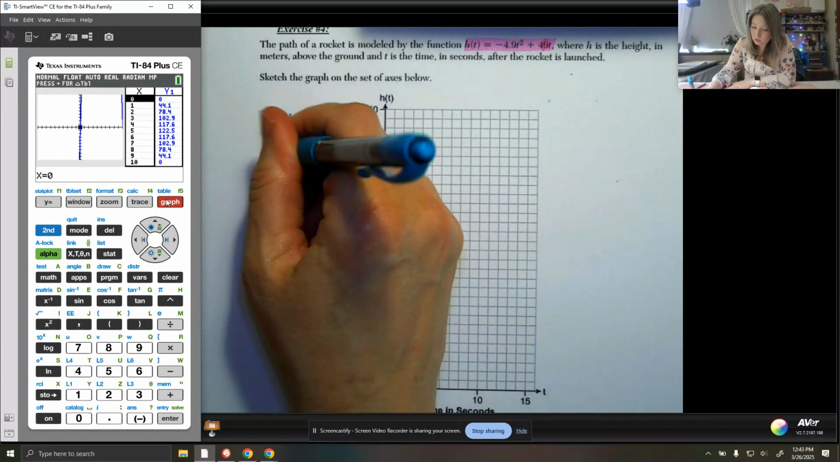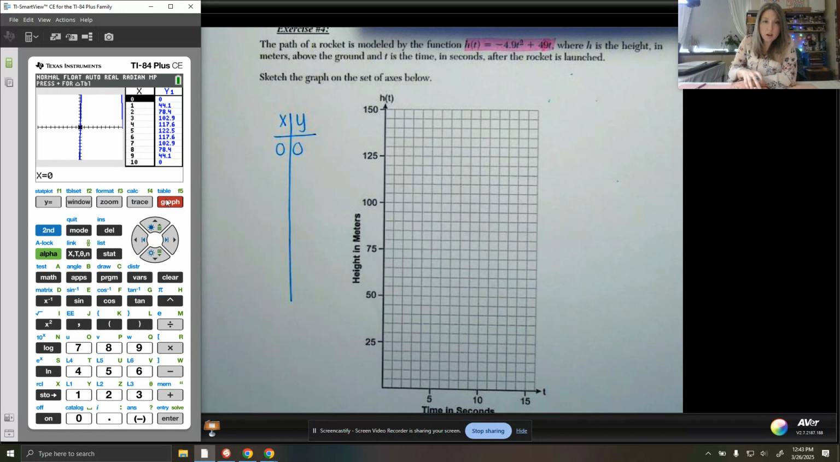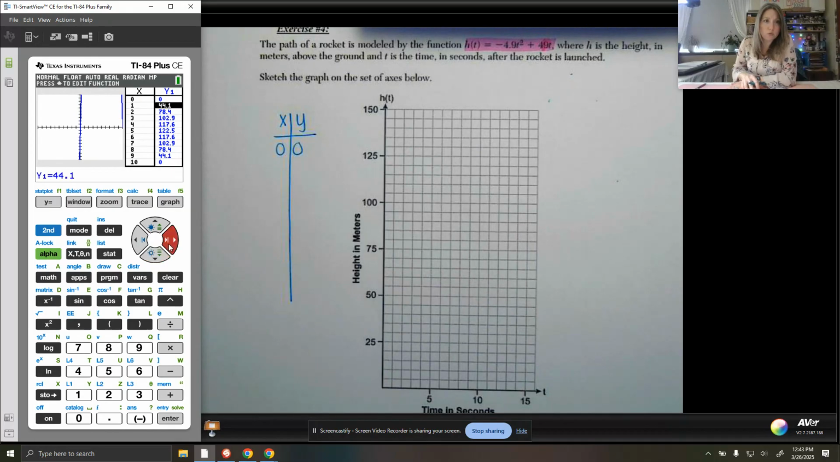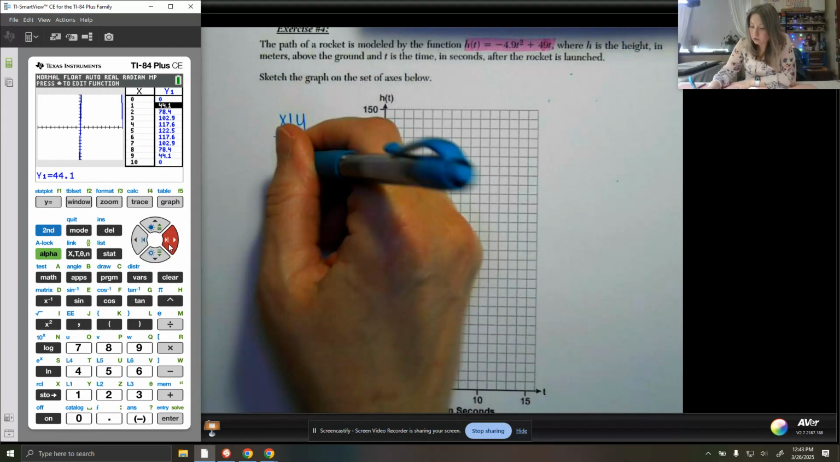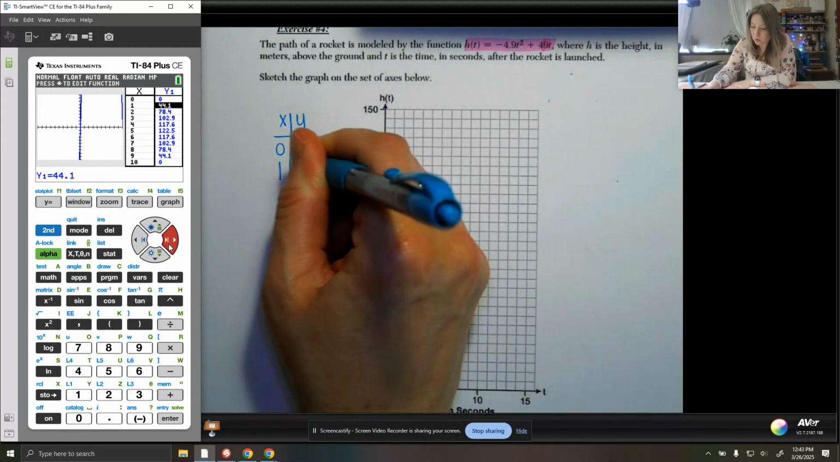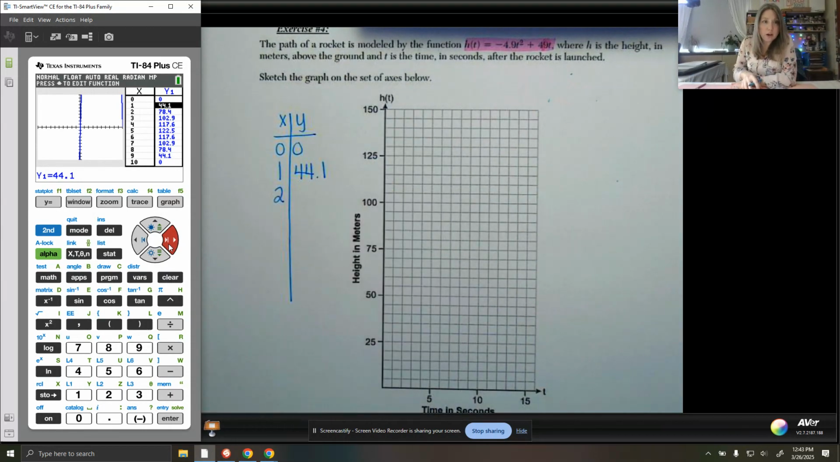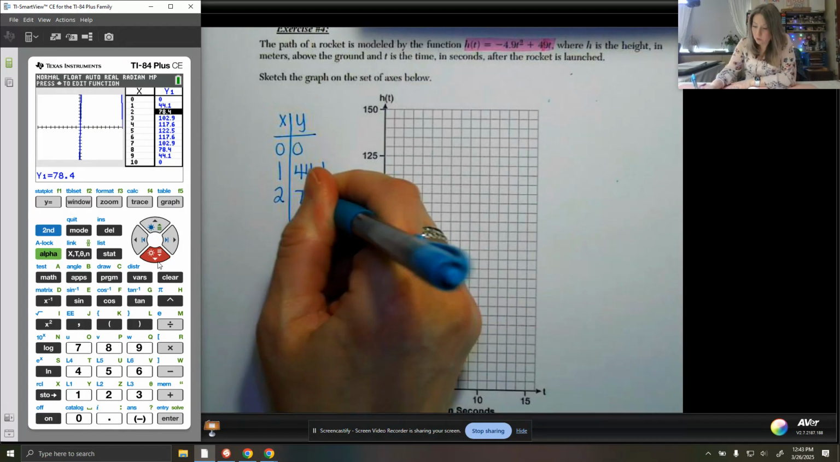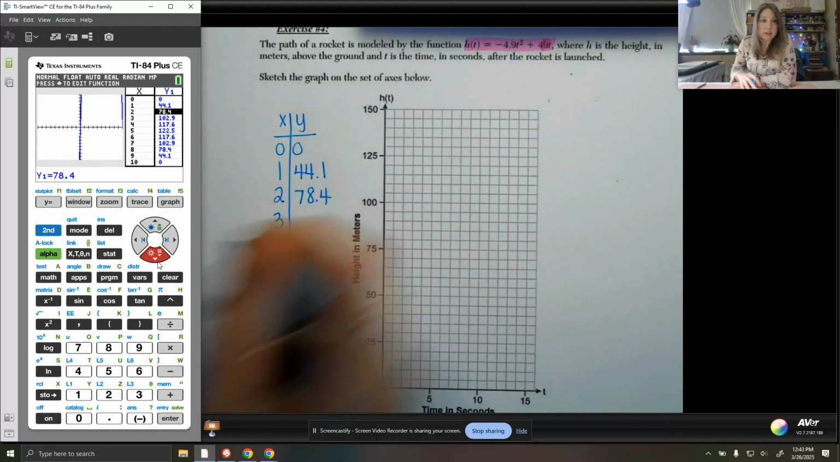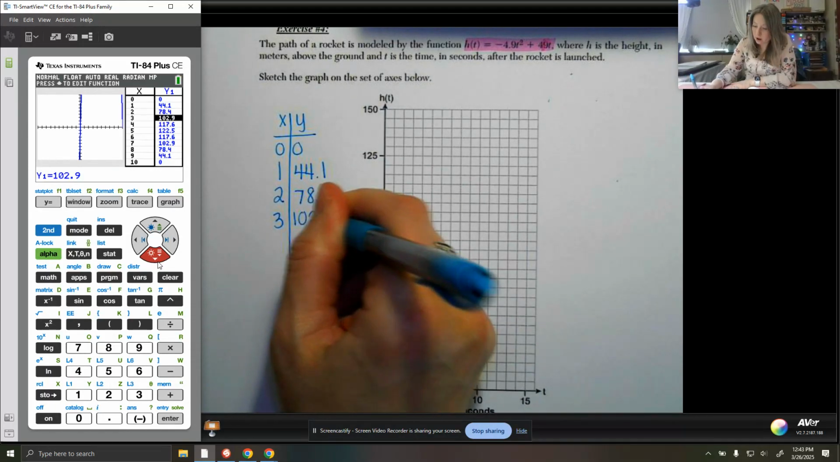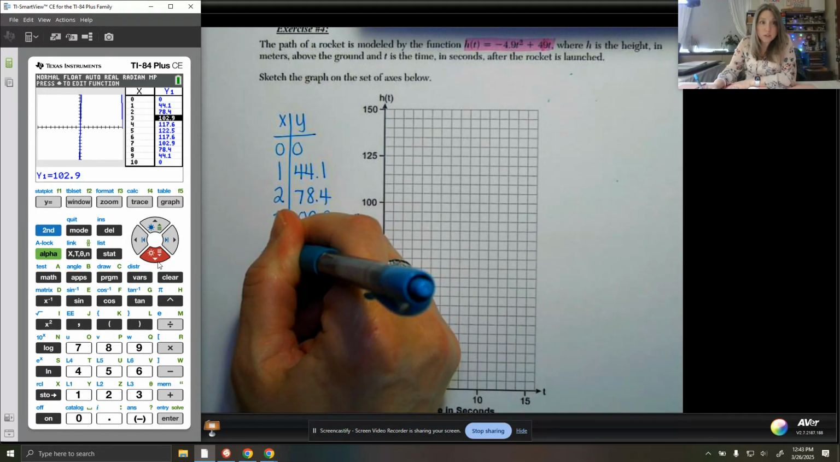Okay, so 0, 0. And then let's see. Let's arrow up and down. So now we've got 1. I just want to go to this side. Okay, just making sure that it is actually 44.1. 2 seconds. Let's arrow down again. Okay, 78.4. 3 seconds. 102.9. 4 seconds.